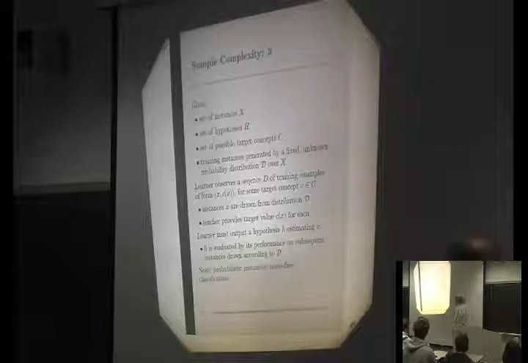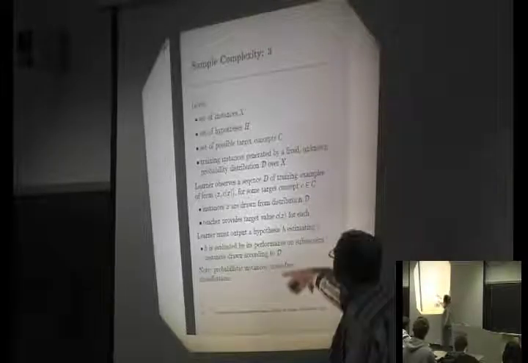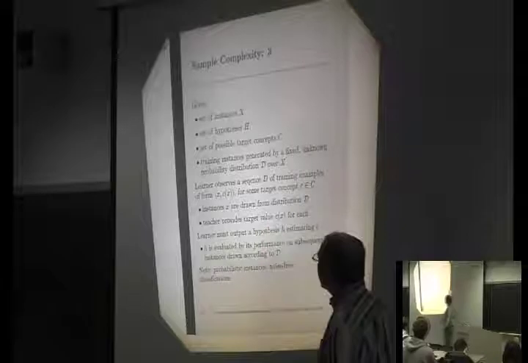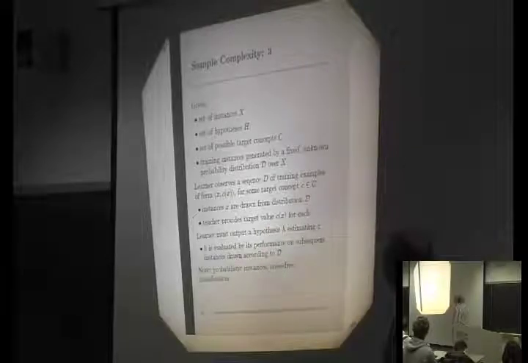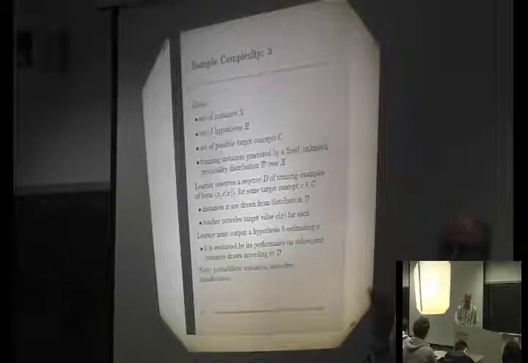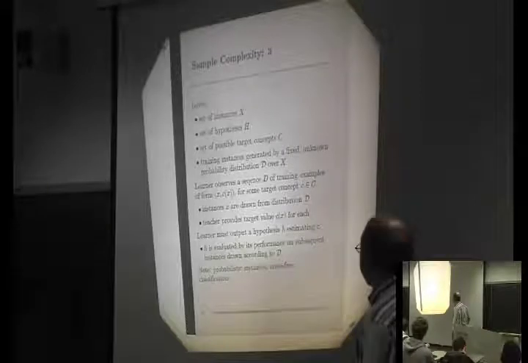Instances are drawn from the curly D. Teacher provides C of X. Now the learner must output a hypothesis H that estimates C. So ideally it should predict exactly C, it could calculate C exactly, but we're going to talk a lot about the fact that in the real world we'll be approximating C and different notions of approximation.